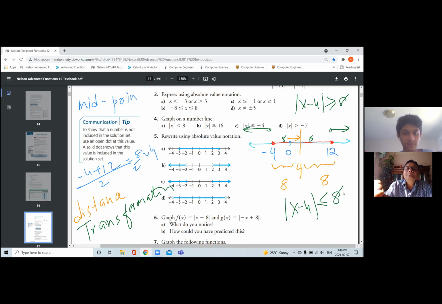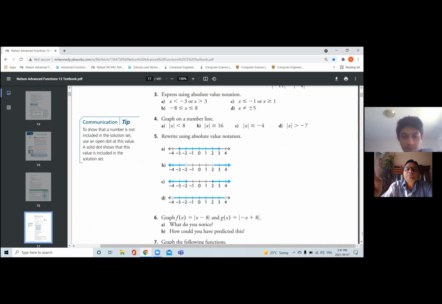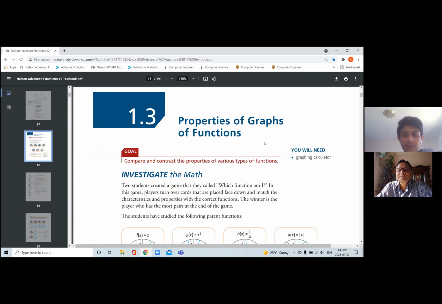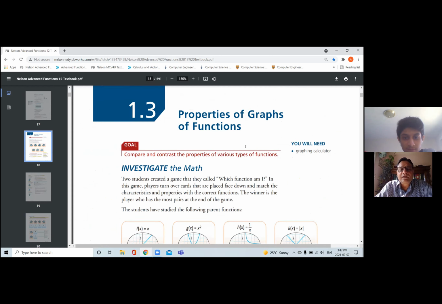Perfect. Those were my doubts for this chapter. Very good. So I think that's good. We can move on to the next chapter. Yes, sir. I think this is properties of graphs of functions, sir. Okay, so move further. We'll see the parent graphs here.